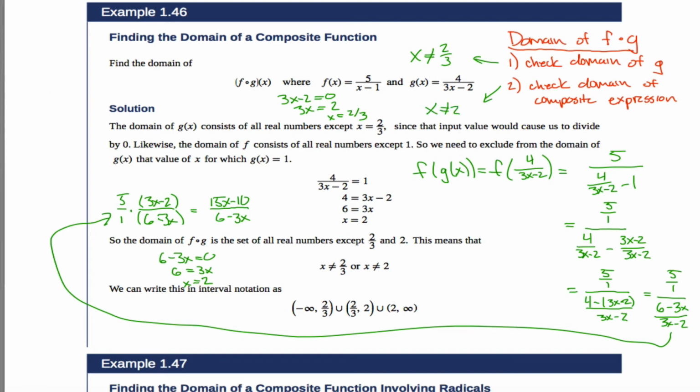So therefore, for my final answer, I would say that the domain is all real numbers except for 2/3 and 2. Or if I wanted to write that in interval notation, I say it's everything from negative infinity up to 2/3, union everything from 2/3 up to 2, union everything from 2 up to infinity.